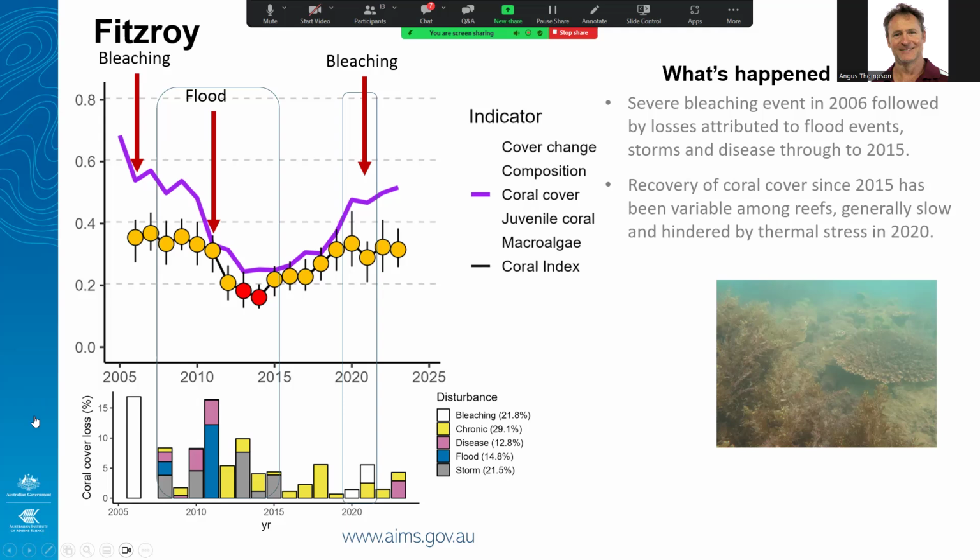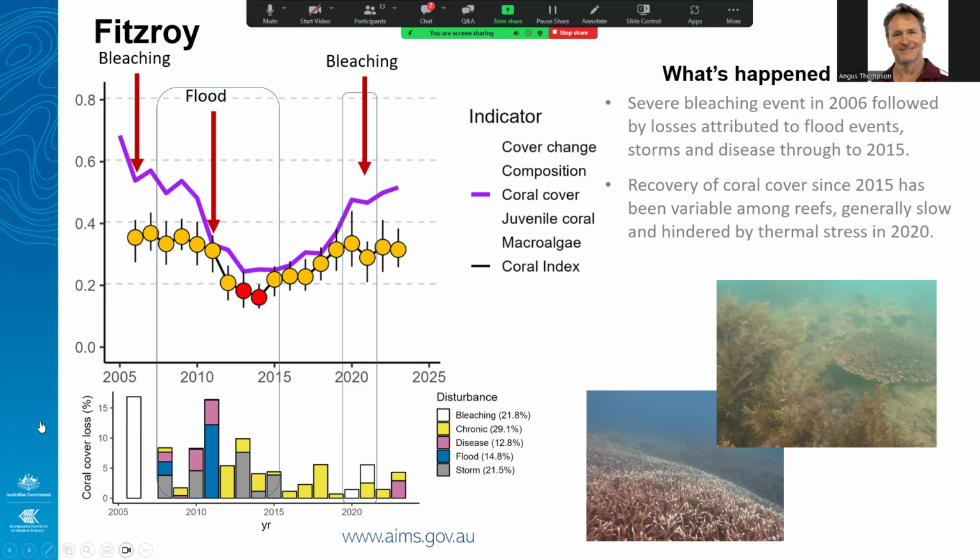Yeah, and so on the other end of the spectrum, out at the furthest offshore reef, out at Barren Island, the corals just came back really, really well. And in 2023, they were in great condition. Okay, next slide.